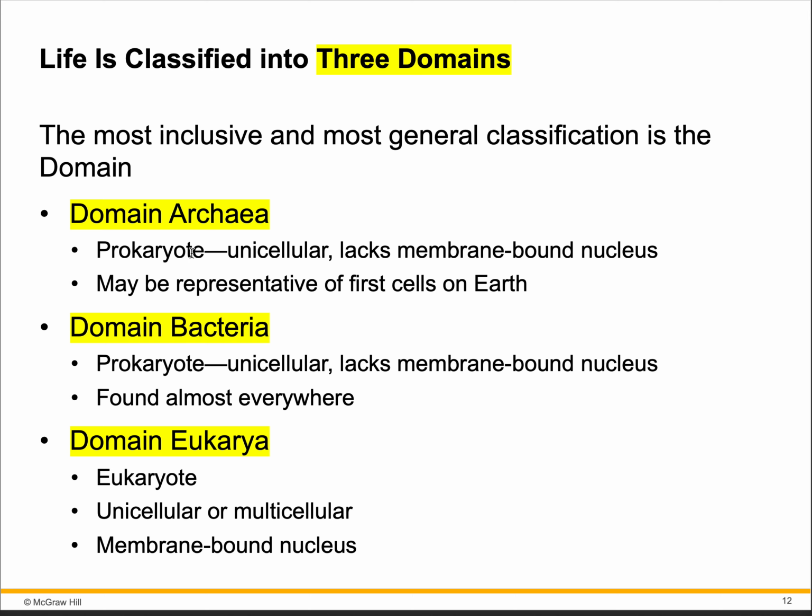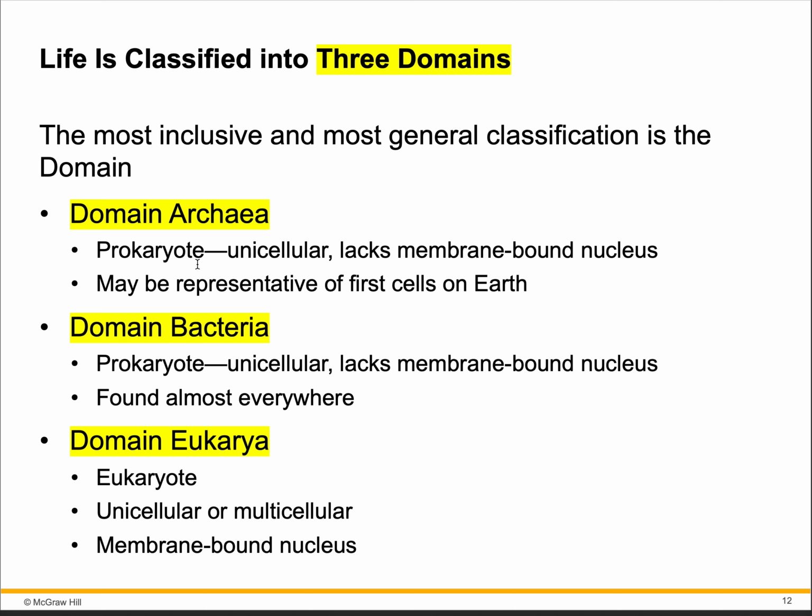These two, the archaea and bacteria, are both prokaryotic. So both of them, their cells do not have a nucleus. But let's see, they may be representative of the first cells on Earth. So the first ever types of cells, these would be like ancient types of cells, but still prokaryotic, still no nucleus. For these bacteria, they're found almost everywhere, right? And so those are the distinguishing factors between these, because both of these are prokaryotic.